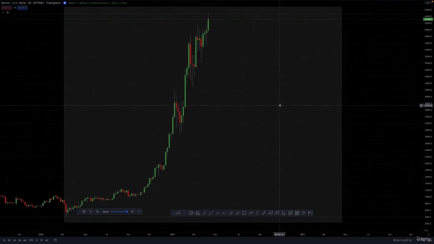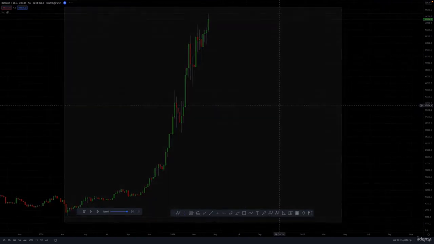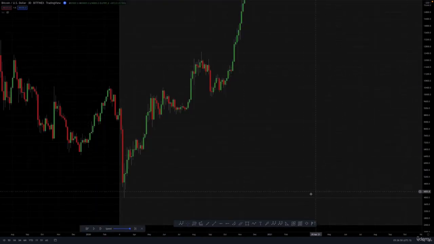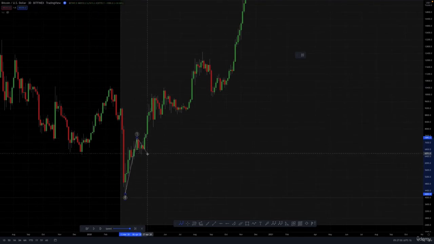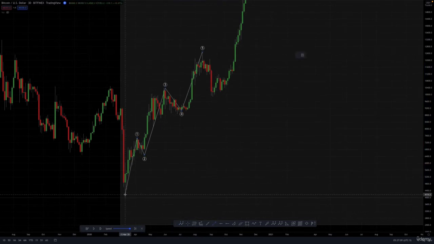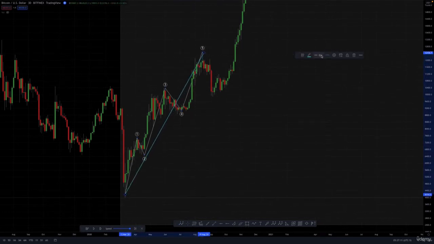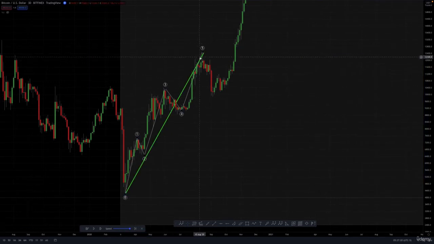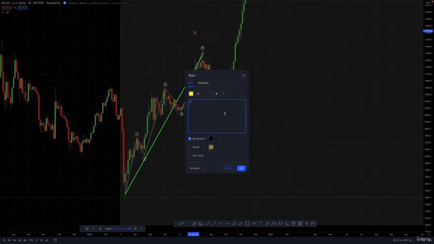Let me just go to the 3-day time frame. So let's see. We can clearly see here 1, 2, 3, 4, and 5. So this makes this a complete wave. Okay. Let's just choose a different color. Let's choose this one so that it's more clear. So we can call this 1.